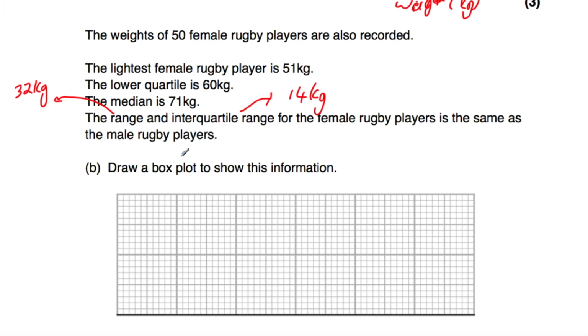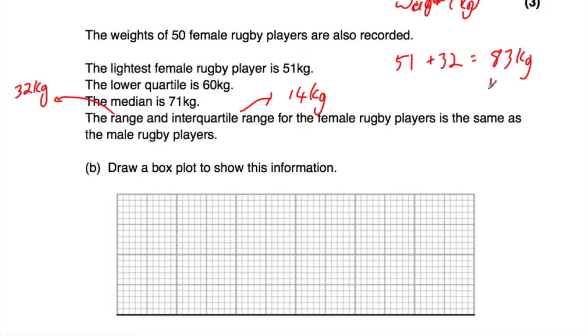Okay, so we now have been asked to draw a box plot to show this information. So we've got the lightest. Let's find the heaviest. If the lightest one is 51 kilograms and the range is 32, if you do 51 plus 32, that's going to give us the heaviest female rugby player. And 51 plus 32 is equal to 83 kilograms. And let's just check that. 83, the heaviest, take away the lightest, which is 51, is equal to 32. So that's the heaviest female rugby player.